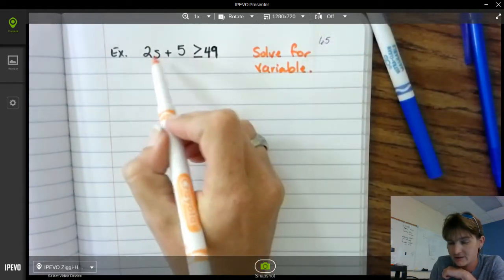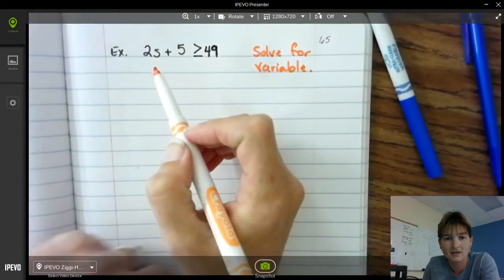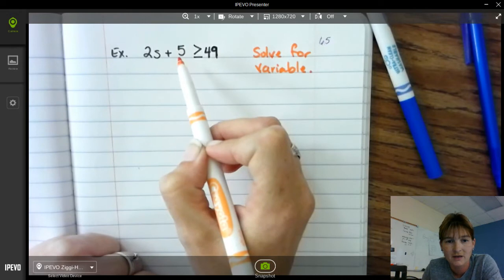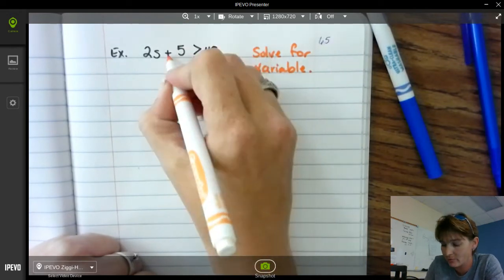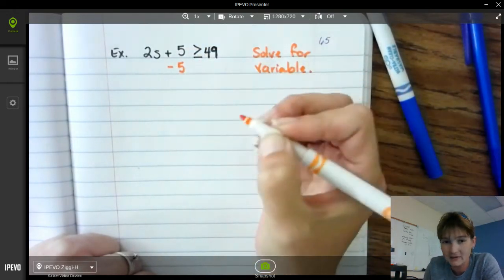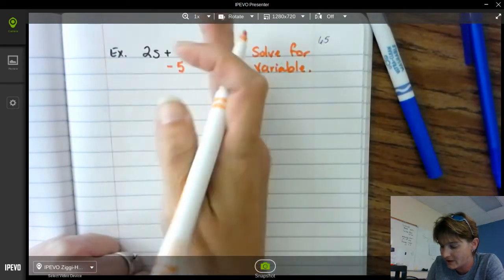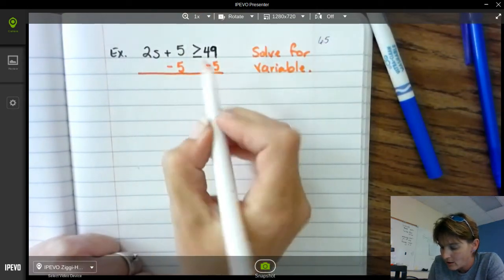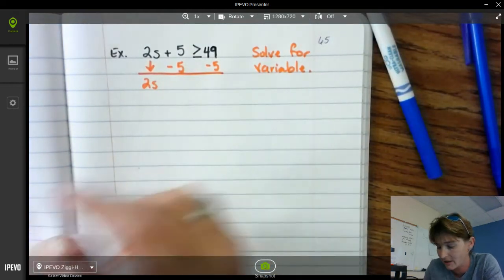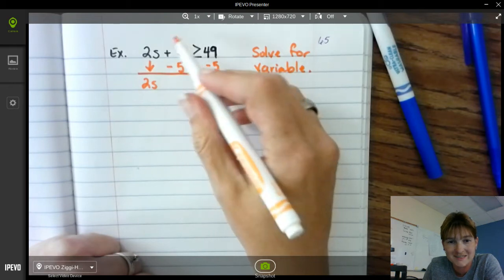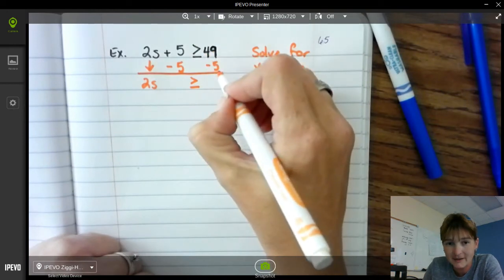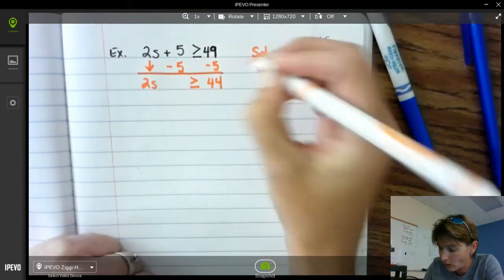Okay, so we're trying to get this variable s by itself. And the first thing that we're going to do is look at your plus or minus with your numbers. We have a positive 5, or an addition of 5. The opposite is a subtraction, or a negative 5, to both sides of the inequality. We take our 2s and bring it down because we're not doing anything with it yet. Positive 5, negative 5 is our zero pair. We still bring down our inequality. And then 49 minus 5 is 44.